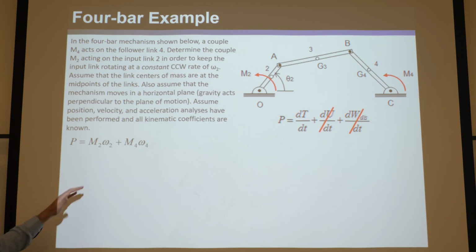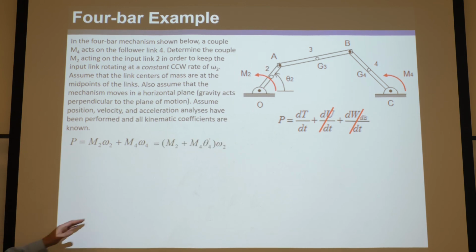Now, again, convert everything to kinematic coefficient land. The input variable phi in this case would be theta 2 or omega 2 or alpha 2, right? Those are the input variable. Well, I guess the input variable phi is just theta 2, and phi dot would be omega 2, and phi double dot would be alpha 2.